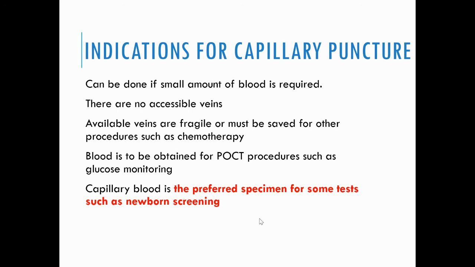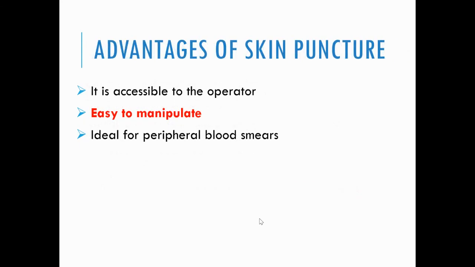And also blood is to be obtained for point of care testing procedures such as glucose monitoring. And capillary blood is the preferred specimen for some tests such as newborn screening. So, yung advantage, kay pinakasayon buhaton, accessible to the operator, and ideal good po ni siya for peripheral blood smears kay fresh pa man imong blood sample, wala pa managi o wala pa siya ni expose kaayo sa air ba. So it is really a good representation of the blood sample nga naa sa imong lawas.